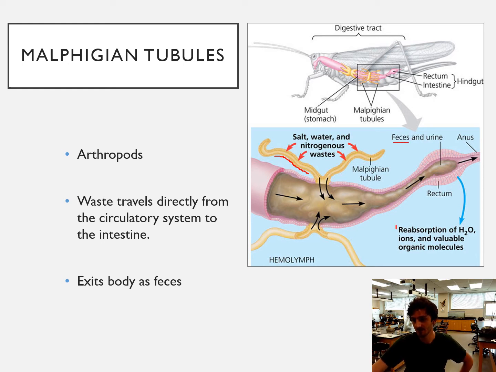Kind of a neat factoid is that inside the rectum, any particles that are being passed that are still necessary for this organism, such as water, some ions and electrolytes, and other organic molecules, can get reabsorbed back into the circulatory system. So if this insect lives in a very dry environment, such as a desert, it will continue to recirculate water throughout its body until it's no longer usable.